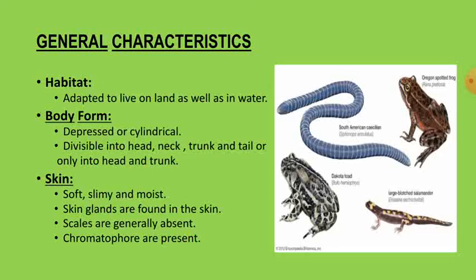If you look at the frog, here the body is divisible only into head and trunk. The tail is absent, only the head and trunk are present. So in some forms the body is divisible into head, neck, trunk and tail, and in some amphibia only head and trunk are present.